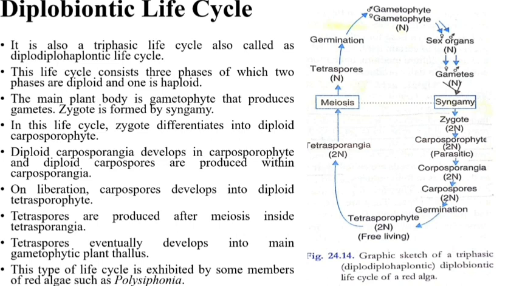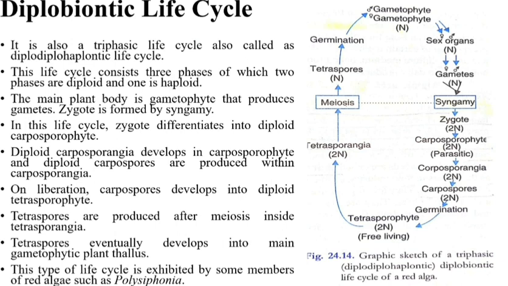The main plant body is gametophytic, that is haploid, and produces gametes. The zygote is formed by syngamy, that is fusion of gametes. In this life cycle, the zygote differentiates into a diploid carposporophyte. Diploid carposporangia develop in the carposporophyte and diploid carpospores are produced within the carposporangia. On liberation, carpospores develop into a diploid tetrasporophyte.